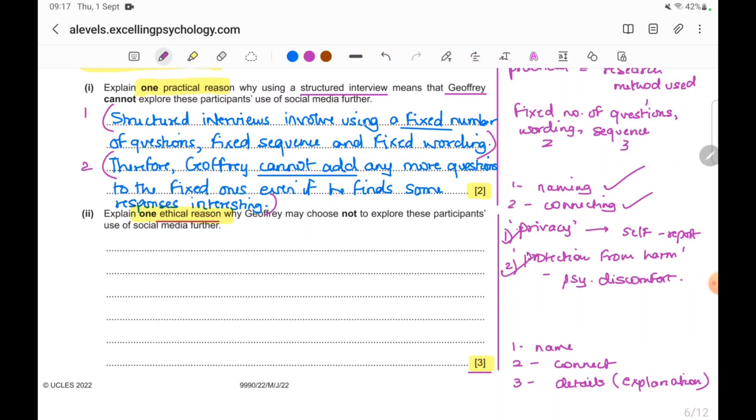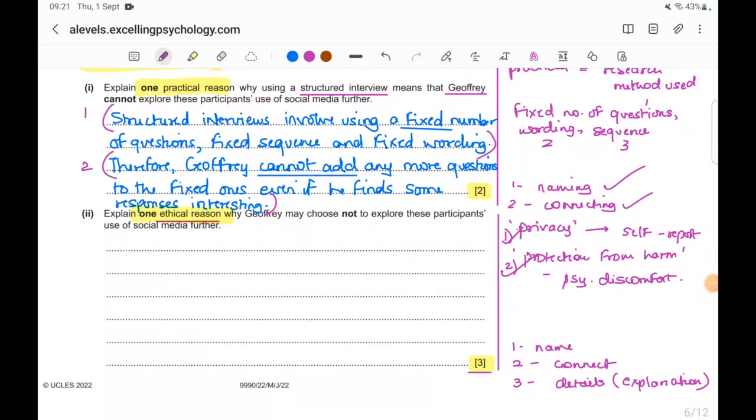Protection from harm is also related to privacy in this case, but if we are discussing this one, we need to put our focus on the harm aspect, not on the privacy aspect. So we will link it, but we'll indicate how that could cause harm or emotional discomfort to the participant. What we could discuss here is that since participants tend to have a lot of private information being shared on social media, having to discuss that with the researcher would make them very uncomfortable.